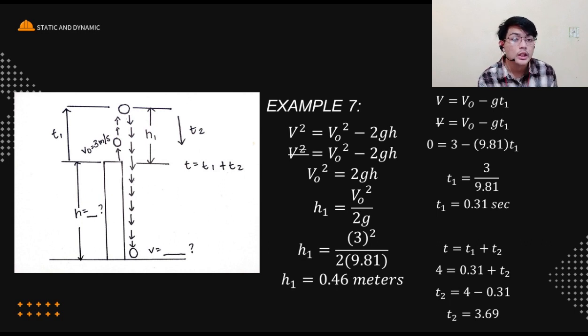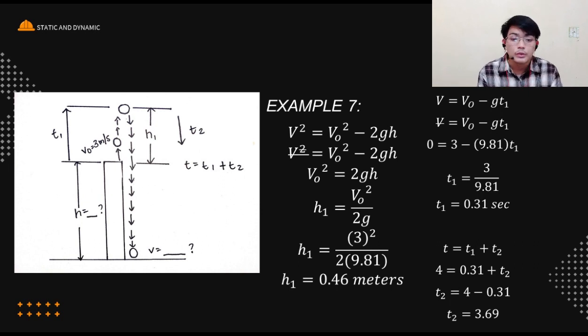And then just to isolate our first time, we divide by 9.81, leaving us with a solution of t1 equals 3 over 9.81. And then our first time would be equal to 0.31 second.